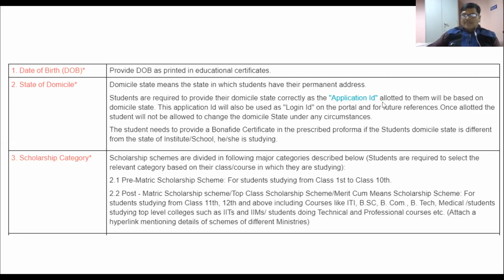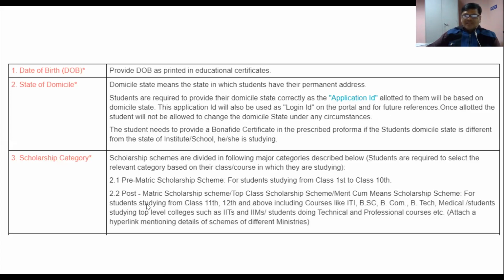Okay, because the application ID allotted to them will be based on the domicile state. And this application ID will also be used as the login ID on the portal. So it is important. The student needs to provide a bona fide certificate if the student's domicile state is different from the state of the institute where he or she is studying. Then the next is the scholarship category.